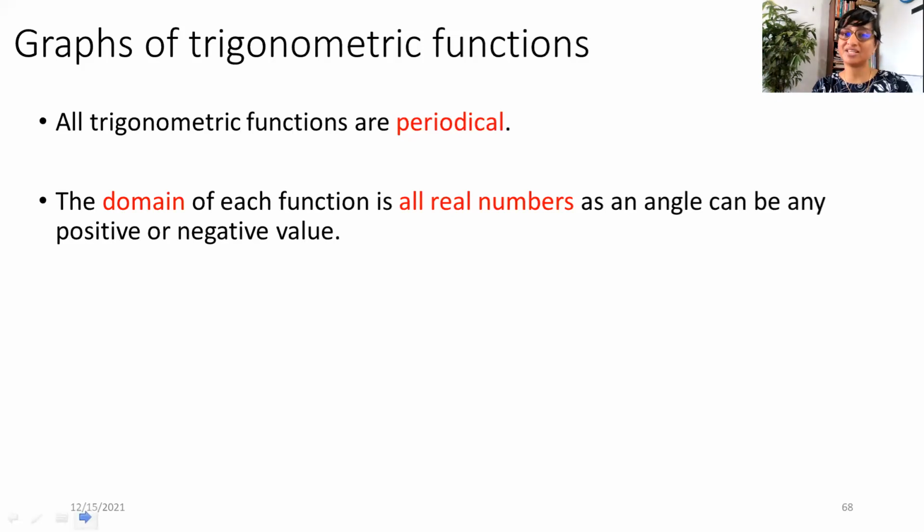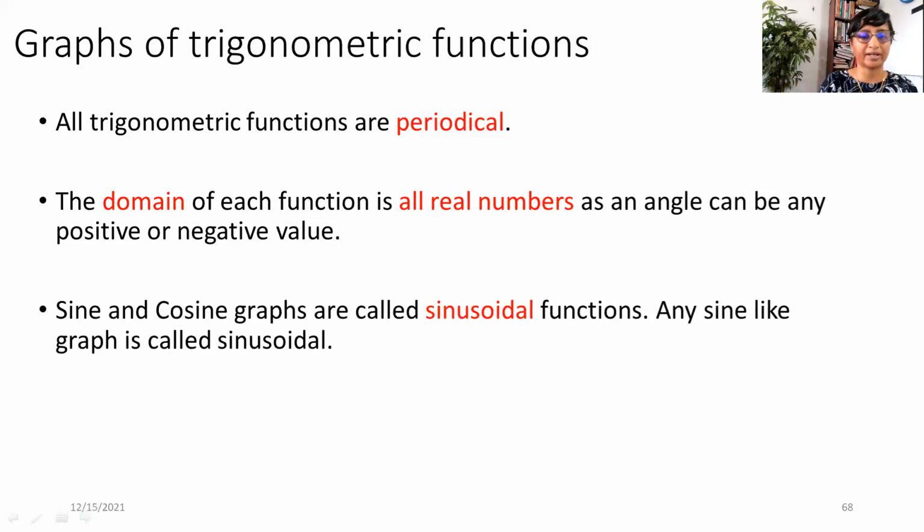And the domain of these functions is all real numbers. Because you know that when you start from 0, you can go in the positive direction, 360, you can go any amount you want in the positive direction. And if you want to go in the negative direction, you can go to the negative angles by turning the other way. So negative, positive, it covers all possible angles. Okay, so the domain is all real numbers for all the graphs.